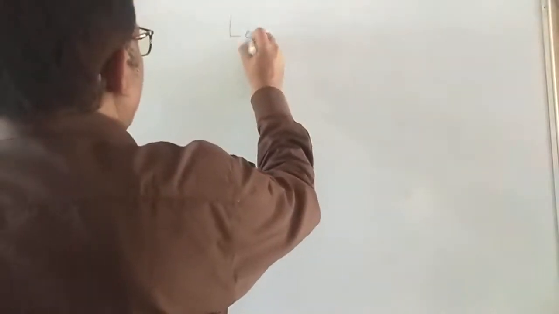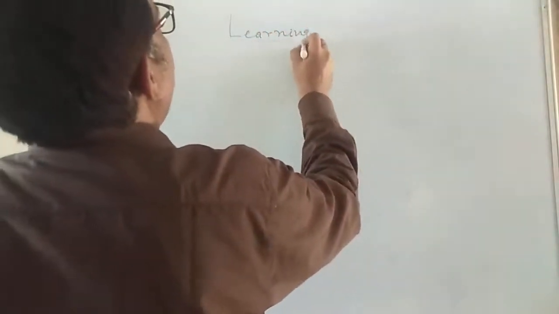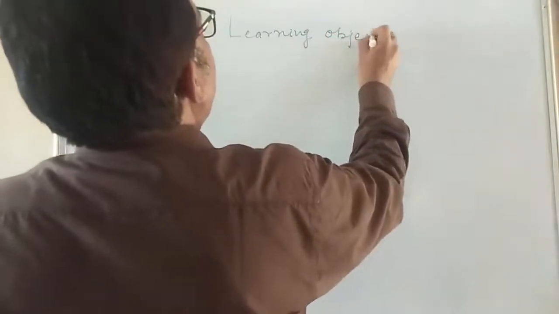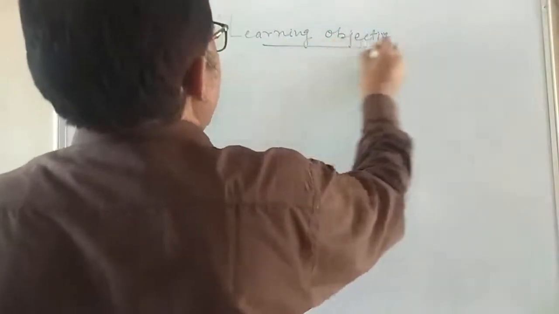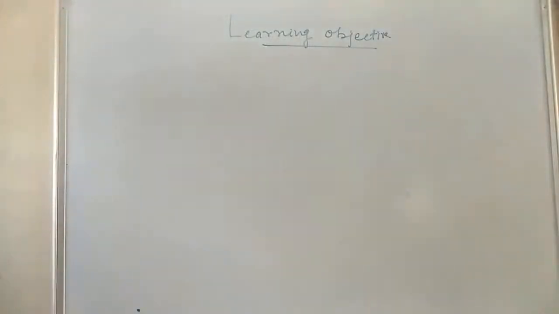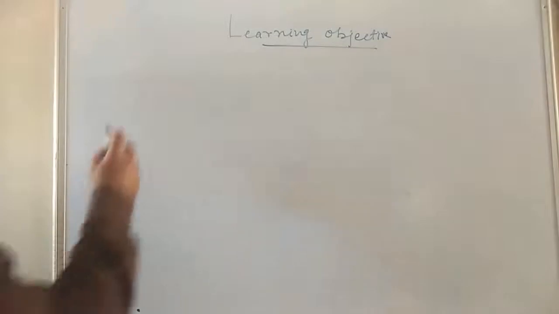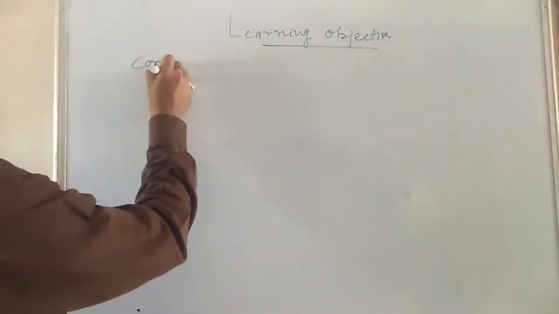Here I am again along with you to see some more image formation by concave mirror and convex mirror. Earlier we did four image formations at different positions of objects. Now my dear children, today's learning objective is image formation by a concave mirror. Write down the image formation by a concave mirror.